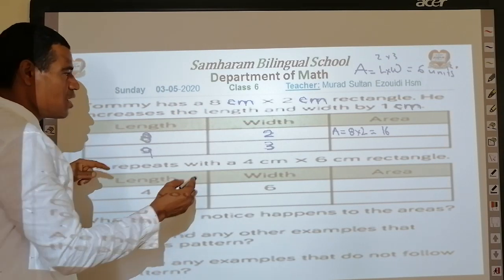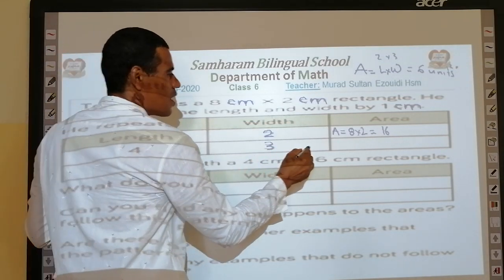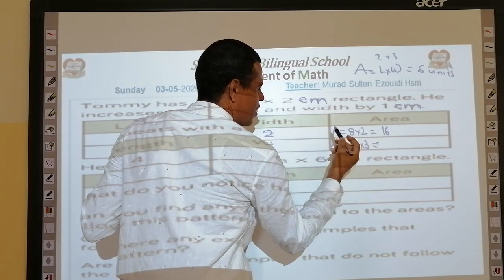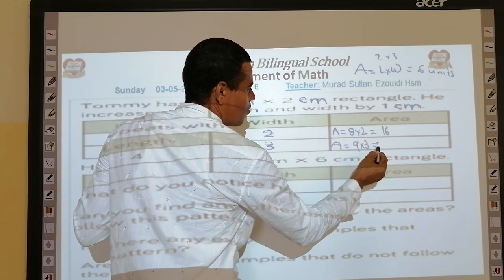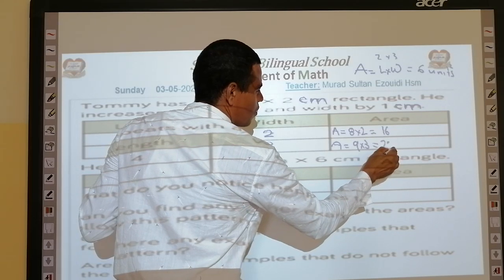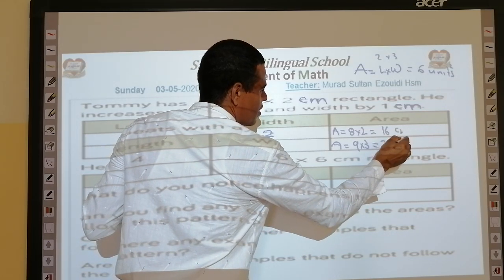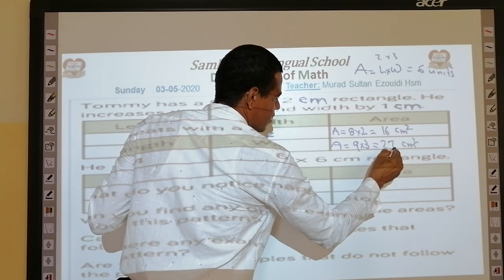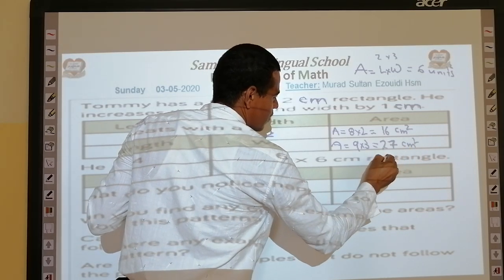Okay, and the area of the second one is 9 multiplied by 3. Why 9 only? Because I increased the width and the length by 1. Okay, so it will be 27. The unit here we call centimeter square. Centimeter square. This is 27. Okay.